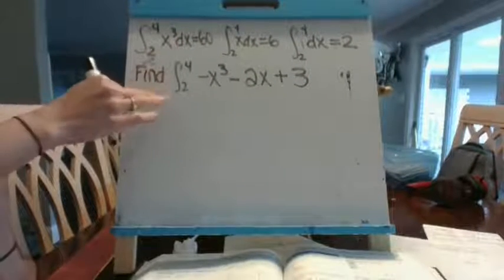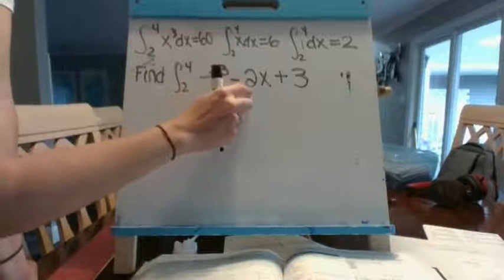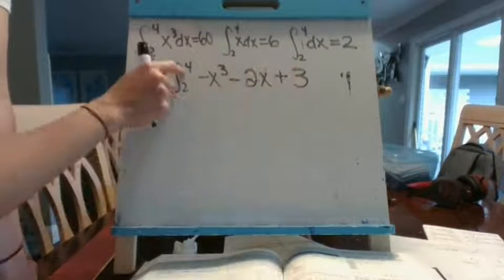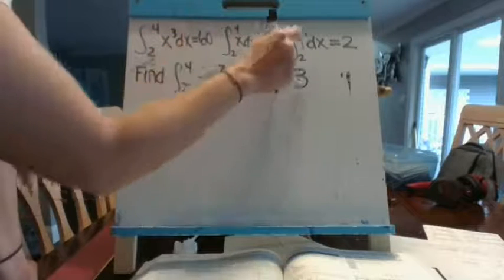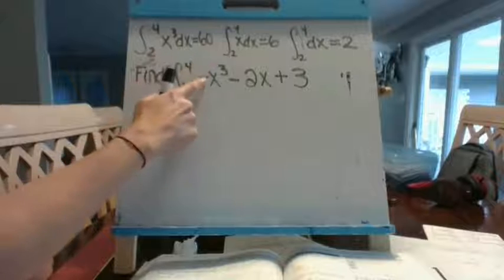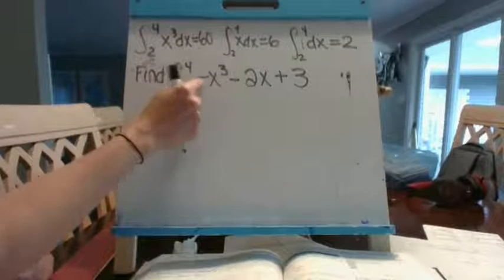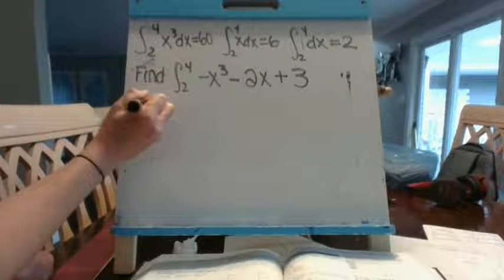All right, and we want to now find the definite integral from 2 to 4 of negative x to the third minus 2x plus 3. Check out all of the integrals. All of the pieces are the same, so I can use all my properties. So I'm going to try to rewrite this piece as just x to the third. To do that, I'm going to pull out the negative in front.